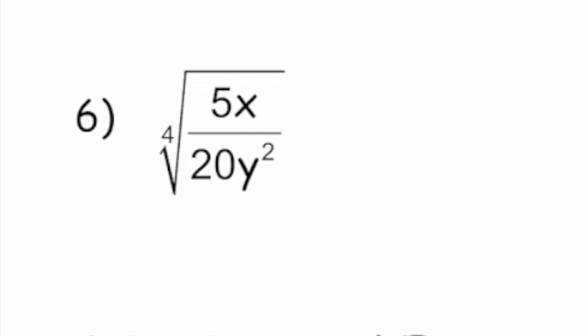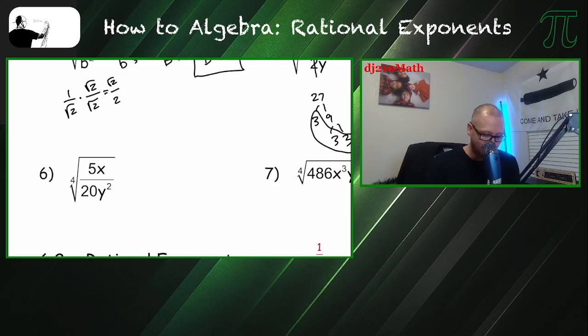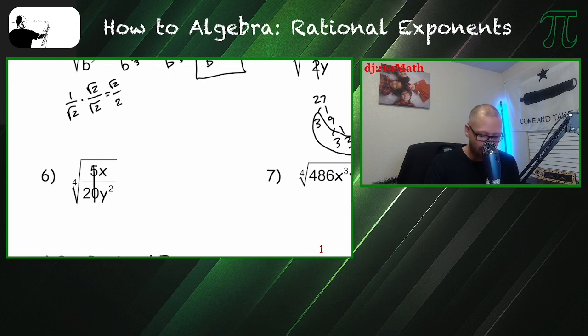We'll do one more example. 5 over 20, or the 4th root of 5x over 20y squared. So simplifying, we get 5 goes into 5 once, 5 goes into 20 4 times. This is going to be x to the 1/4 power. I'm going ahead and writing it as a rational exponent because I know we need to anyway. So the more you do these, the faster you'll get. The denominator will be 4y squared, all to the 1/4 power.